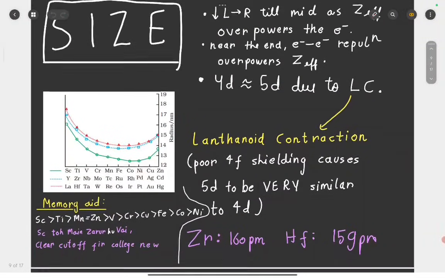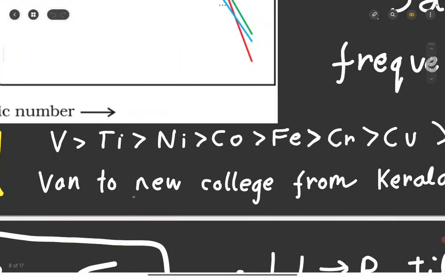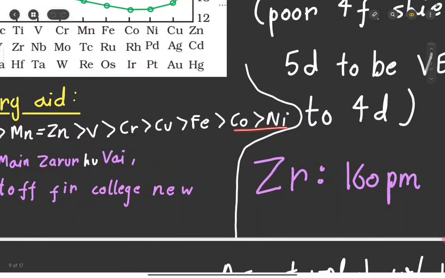So that's it. Let's move on then. Oh, and keep in mind one thing. In the earlier mnemonic, we used new college, like nickel came before cobalt. But in size, cobalt got bigger than nickel.